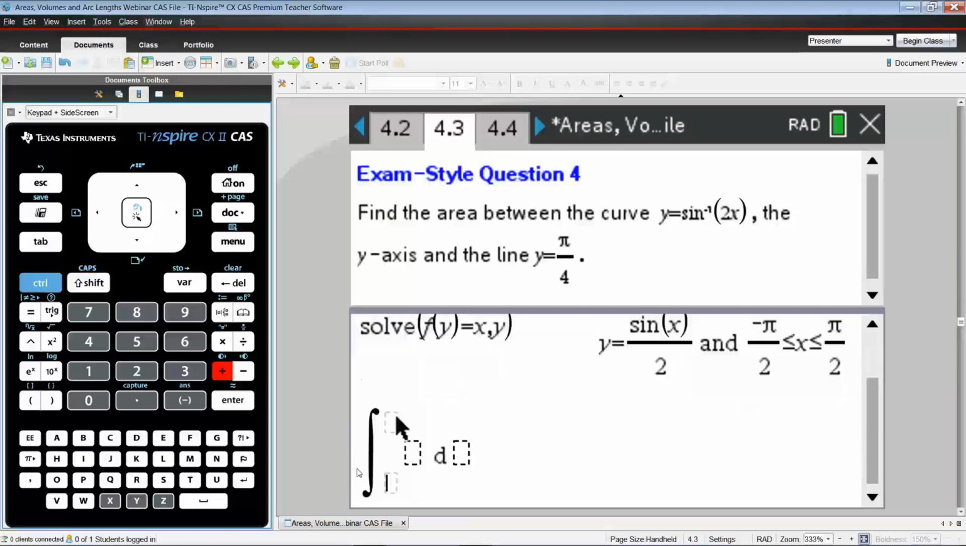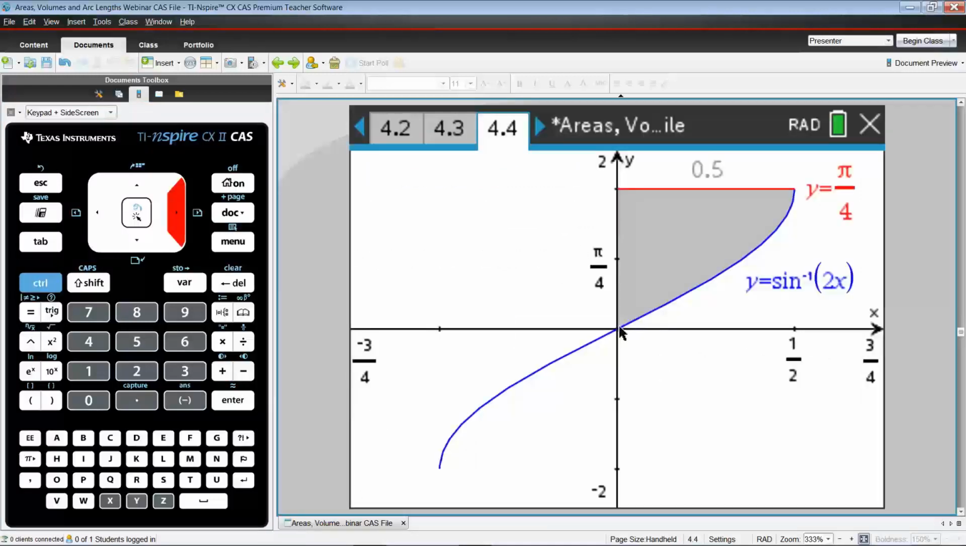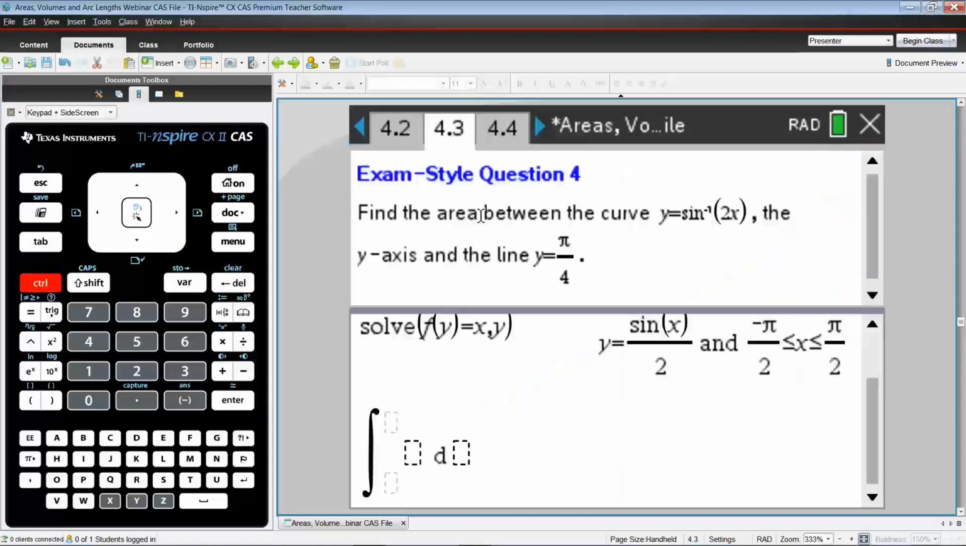So shift plus, and here's our integral. We want the integral from the y-axis to the line y equals pi on 4. Looking at the graph again, the lowest y value is 0 because it starts at the origin, and it goes all the way up to pi on 4. So those are our two bounds.